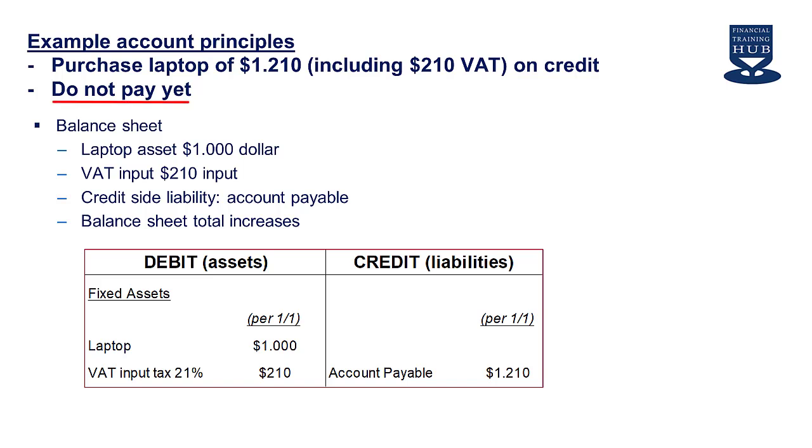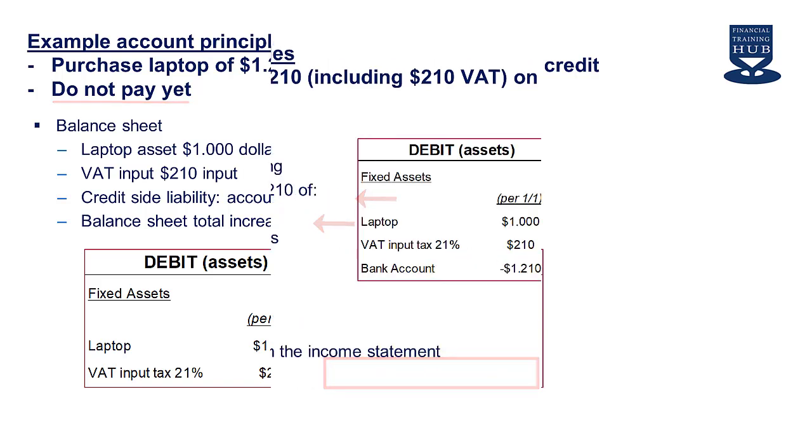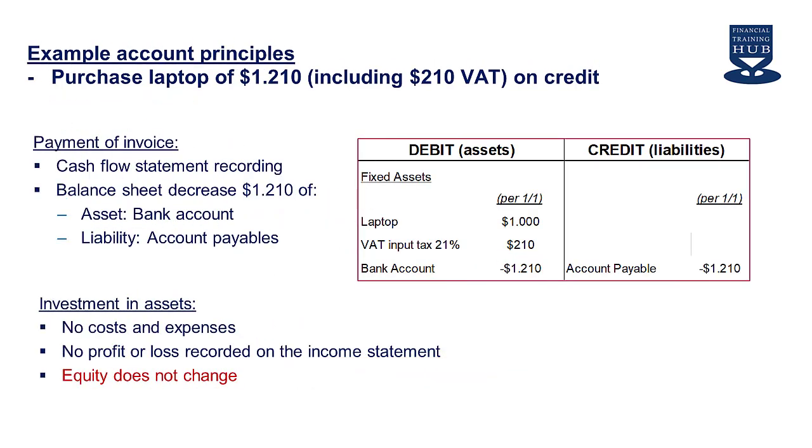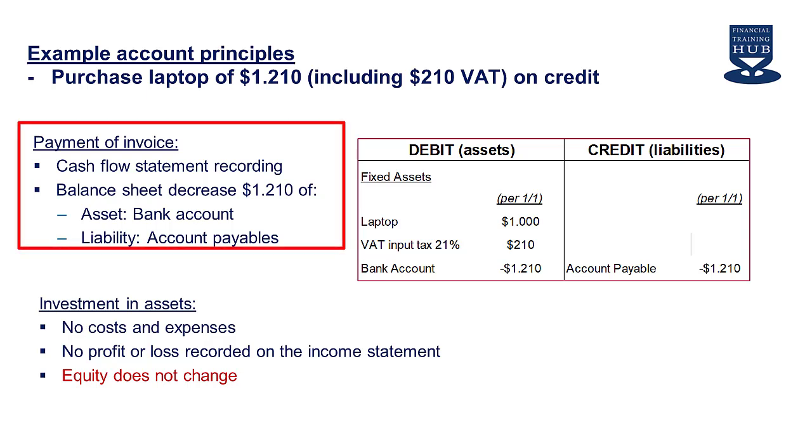If the laptop is purchased on credit, a liability of $1,210 is recorded on the credit side of the balance sheet as an account payable. In this case, the balance sheet total increases. Only if the invoice is paid, there is a cash flow statement recording. On the balance sheet, the asset bank account and the liability account payable both decrease for $1,210.